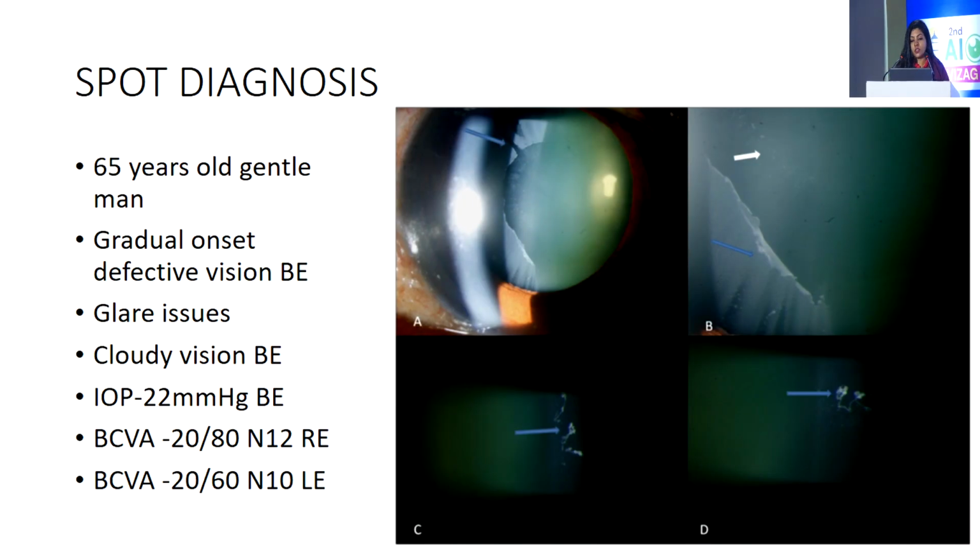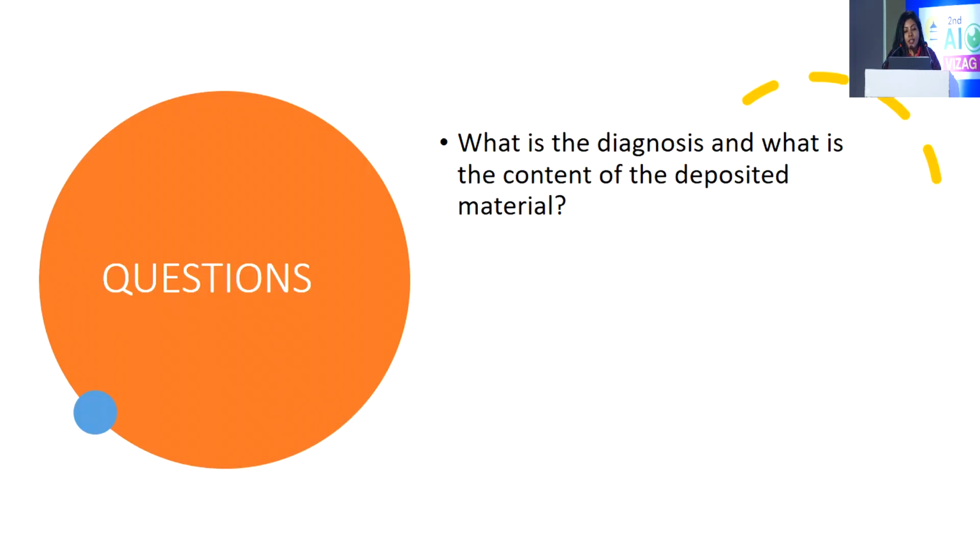So I'll be presenting a case on lens. This is a 65-year-old gentleman who presented with gradual onset defective vision in both eyes and some glare issues. His IOP was 22 millimeters of mercury in both eyes. Best corrected visual acuity was 20/80 N12 in the right eye, 20/60 N10 in the left eye.